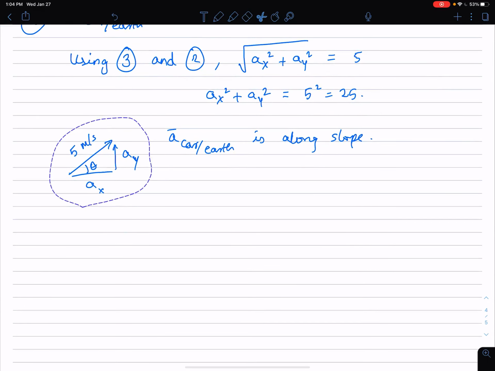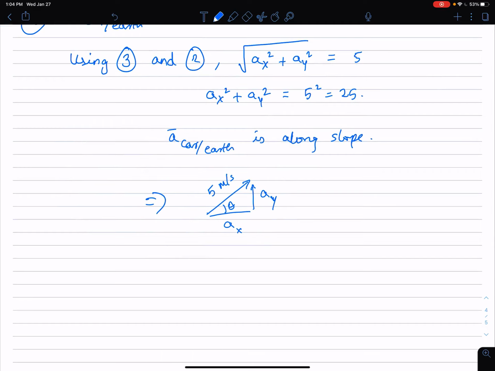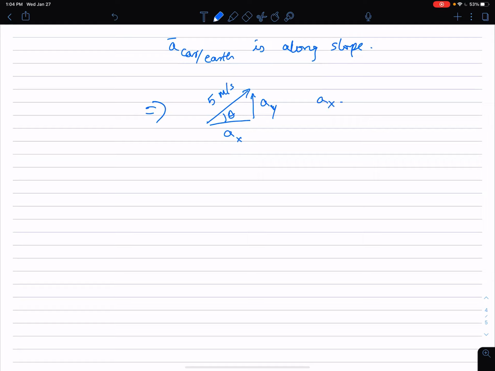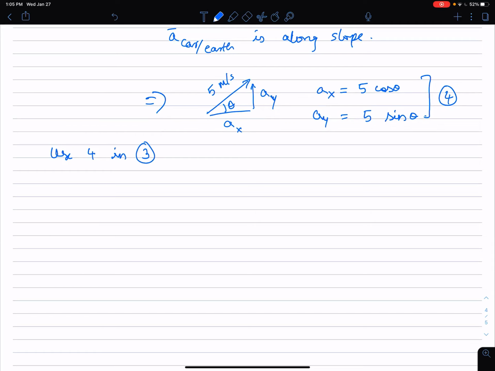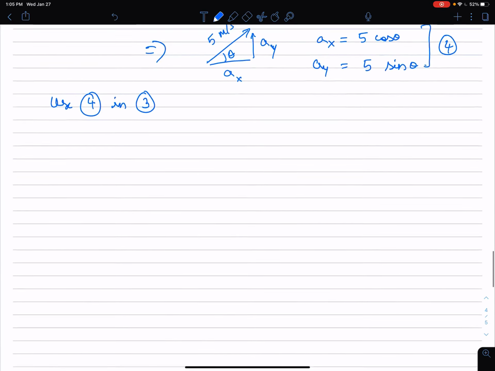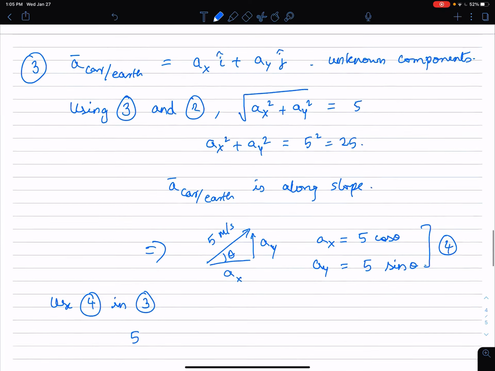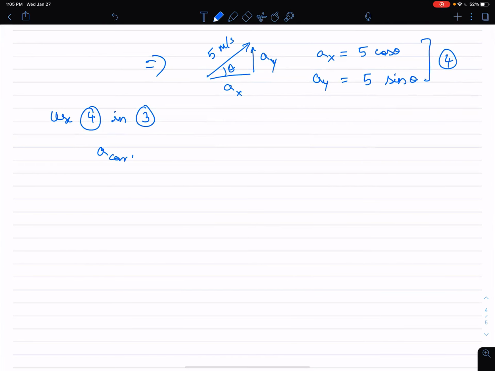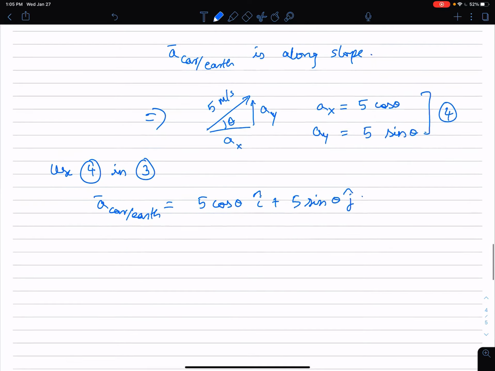So this fact basically implies that this is the total acceleration, and this is the X component, this is the Y component. So we can say AX equals 5 cosine theta, AY equals 5 sine theta, just using trigonometry. We can plug that into 3. Let's call this 4. Use 4 and 3. So I suppose we don't necessarily, yeah, so I guess we have, okay, so we have that. Let's call that 5.